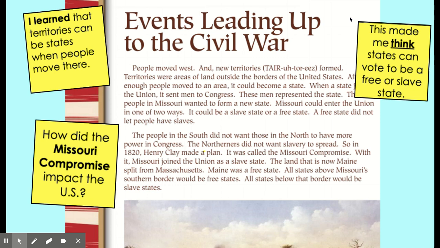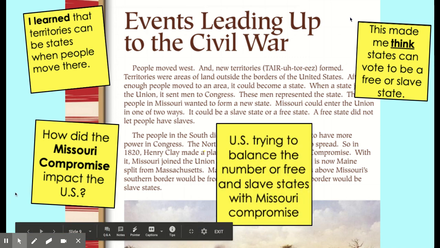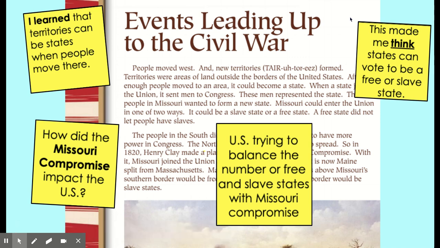So I'm thinking that this section is mostly about how, when the new territories or new states started to come in, the U.S. tried to balance power between the free and the slave states with the Missouri Compromise. I'm going to add a final jot to really show my thinking as a reader. So this section is mostly about how the U.S. was trying to balance the number of free states and slave states with the Missouri Compromise.